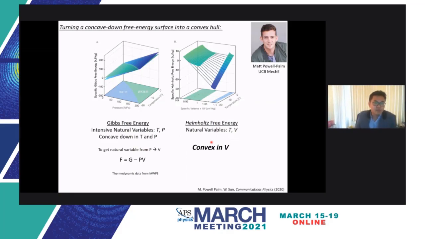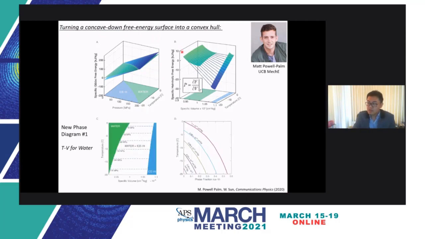This is with my colleague Matt Powell-Palm at UC Berkeley. In Gibbs free energy, the lowest free energy phases look like this, right? You take the Gibbs free energy and you take the lower projection. I can do a Legendre transform to a natural variable of volume instead of pressure. Now I get a convex hull in the volume axes, okay? That's what it looks like over here. I can project that convex hull onto the T and V axes, and there you go.